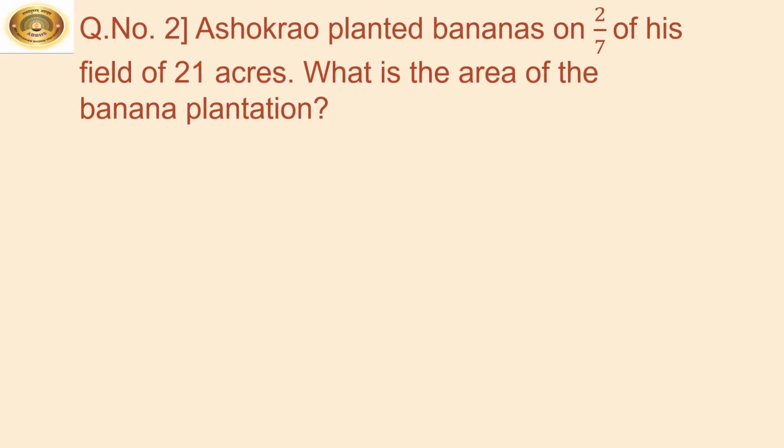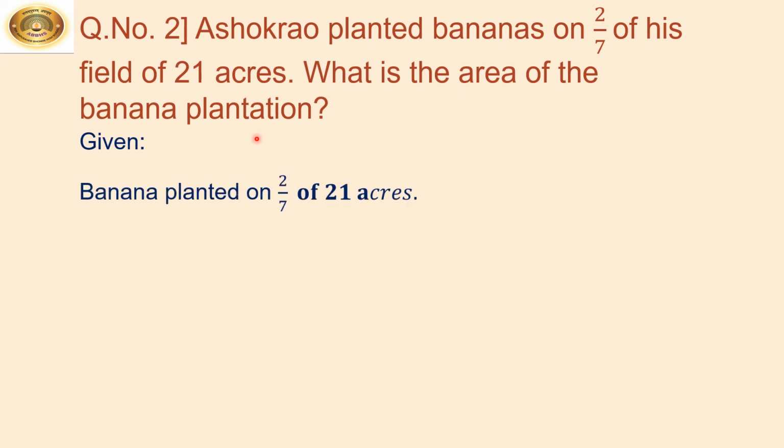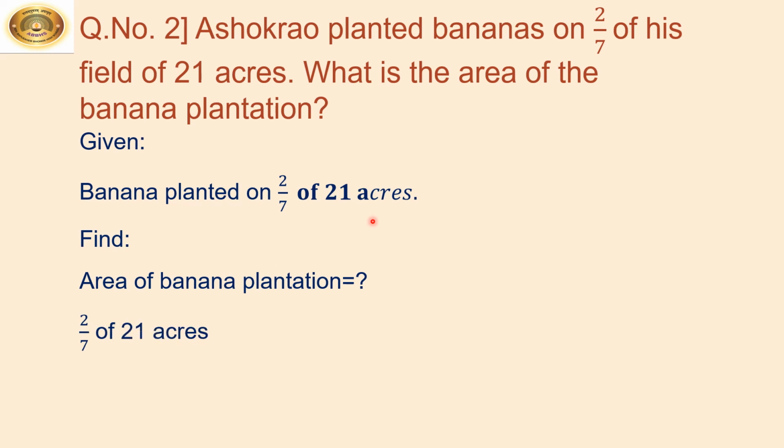Now question number 2. Ashok Rao planted bananas on 2 upon 7 of his field of 21 acres. What is the area of the banana plantation? Given: bananas planted on 2 upon 7 of 21 acres. What to find out? Area of banana plantation. 2 upon 7 of 21 acres.